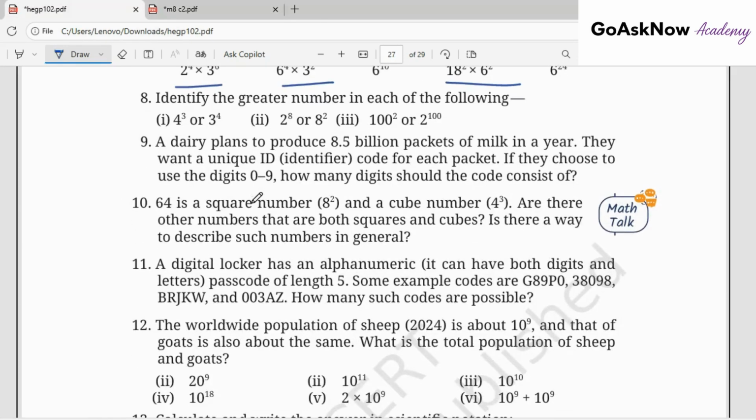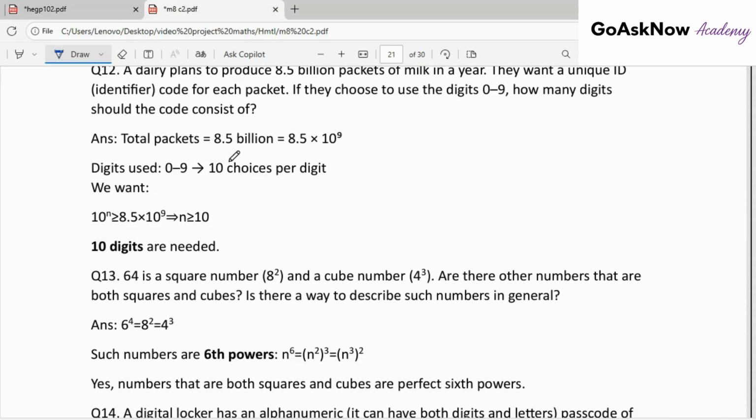Next, a dairy planned to produce 8.5 billion packets of milk in a year. They want a unique ID identifier code for each packet. If they use the digits 0 to 9, how many digits should the code consist of? Now total packets 8.5, which is 8.5 into 10 power 9. Digits use 0 to 9, 10 choices per digit. 10 power n greater than or equal to 8.5 into 10 power 9, which is n greater than or equal to 10. 10 digits are needed.